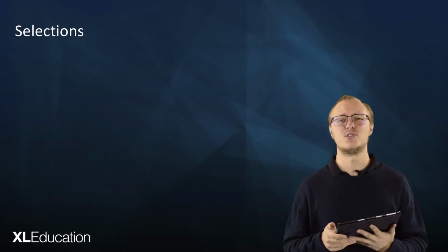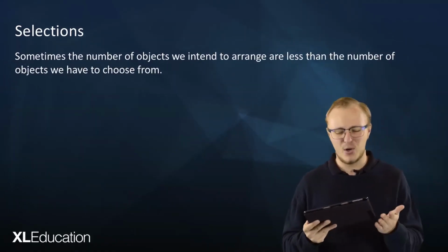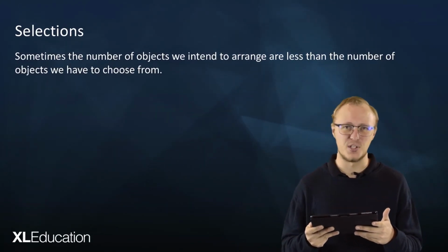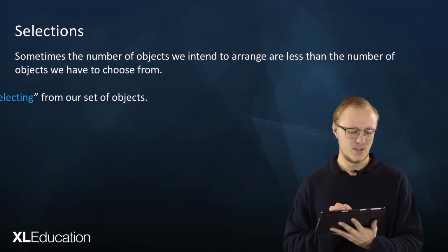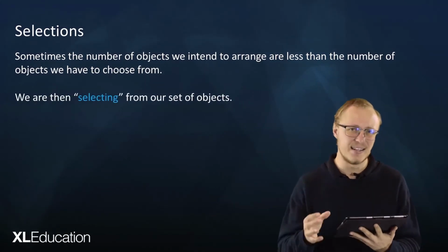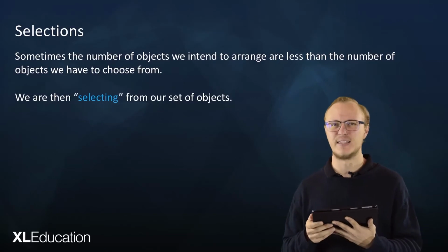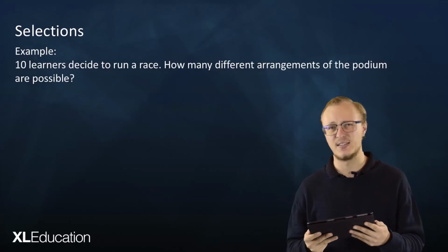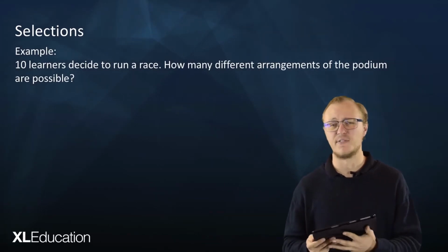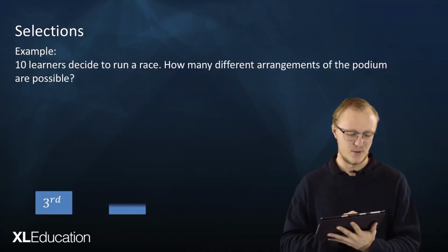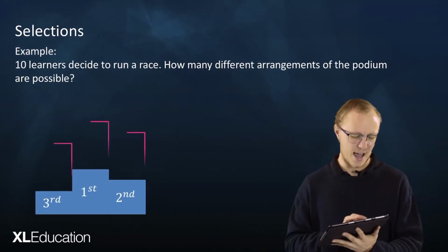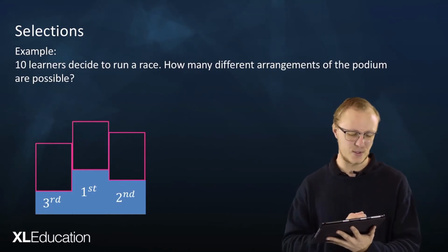Then we've got to talk about selections. Sometimes the number of objects we intend to arrange is less than the number of objects we have to choose from. So we are then selecting from our set of objects. For example, 10 learners decide to run a race. How many different arrangements of the podium are possible? So there's our podium there. You can be third, second, or first. And there are 3 positions that we get to choose from.